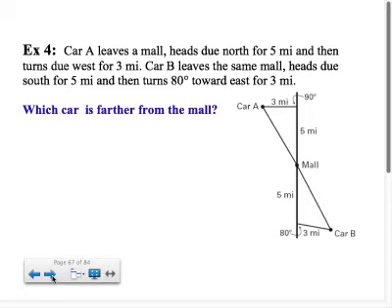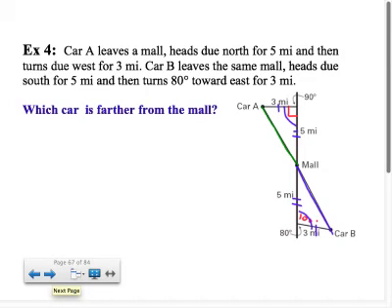The diagram's already labeled for you, so that helps out. So we know this, if this angle up here is 90, this one's got to be 90. If this angle's 80, that makes this angle 100. I'm just kind of filling in the blanks here. And so what you see here is you have one congruent side, two congruent sides. Look at the angle between them. 100 is bigger than 90. So the distance from the mall to car B has to be greater than the distance from the mall to car A.